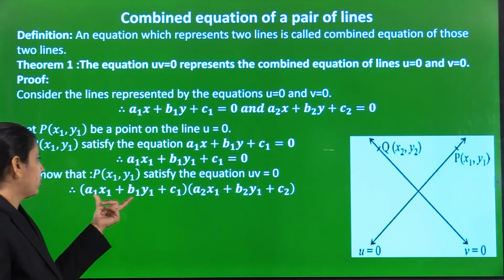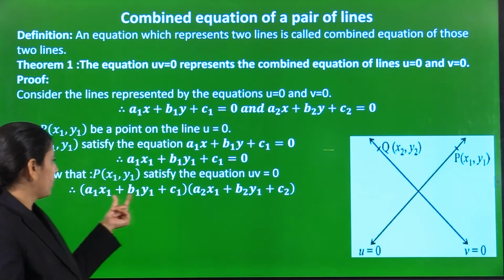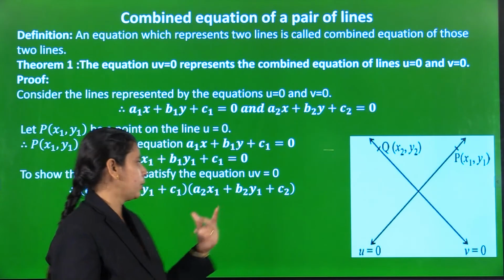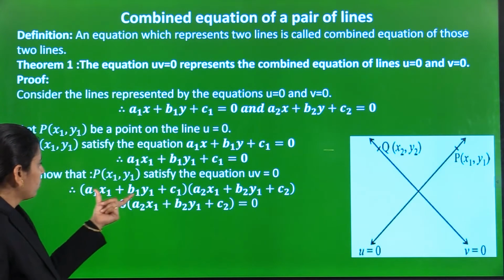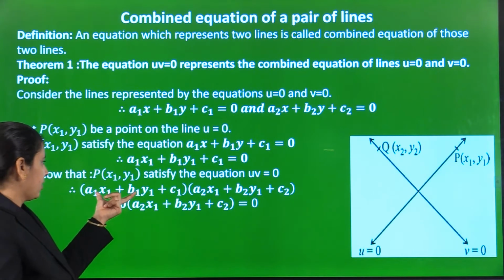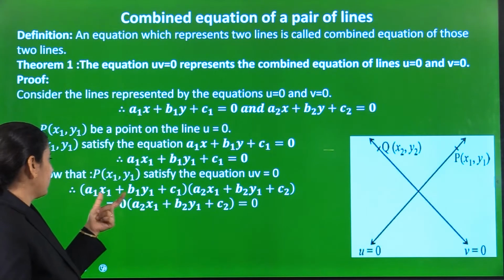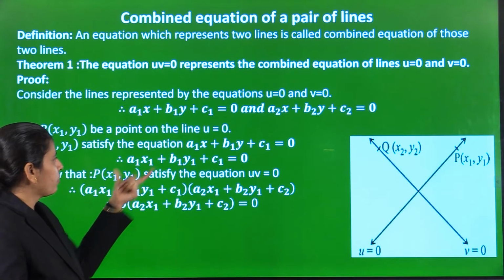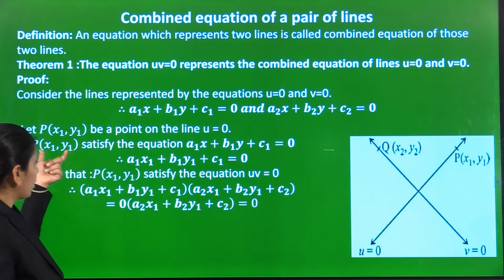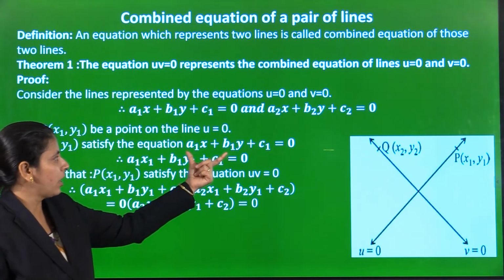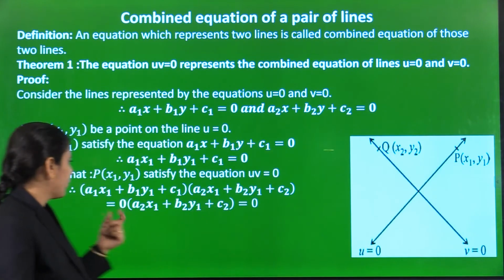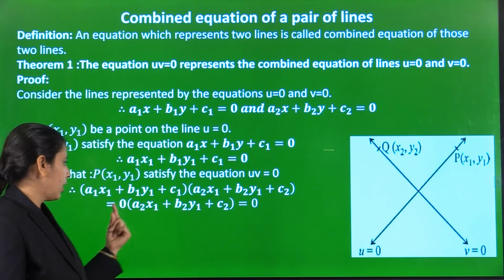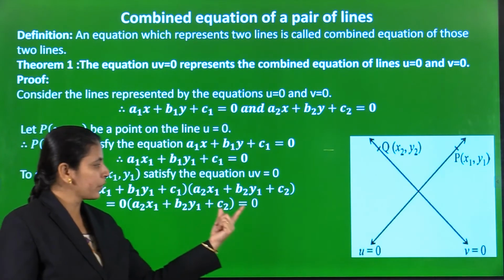So what is uv? Therefore, (a1 x1 plus b1 y1 plus c1) into (a2 x2 plus b2 y2 plus c2) is equal to, now if you look at the left bracket, that is a1 x1 plus b1 y1 plus c1, then this bracket is equal to 0, because the coordinates of point P satisfy the equation a1x plus b1y plus c1 equal to 0. So this bracket is equal to 0, and the second bracket remains as it is. But 0 into that second bracket is equal to 0.